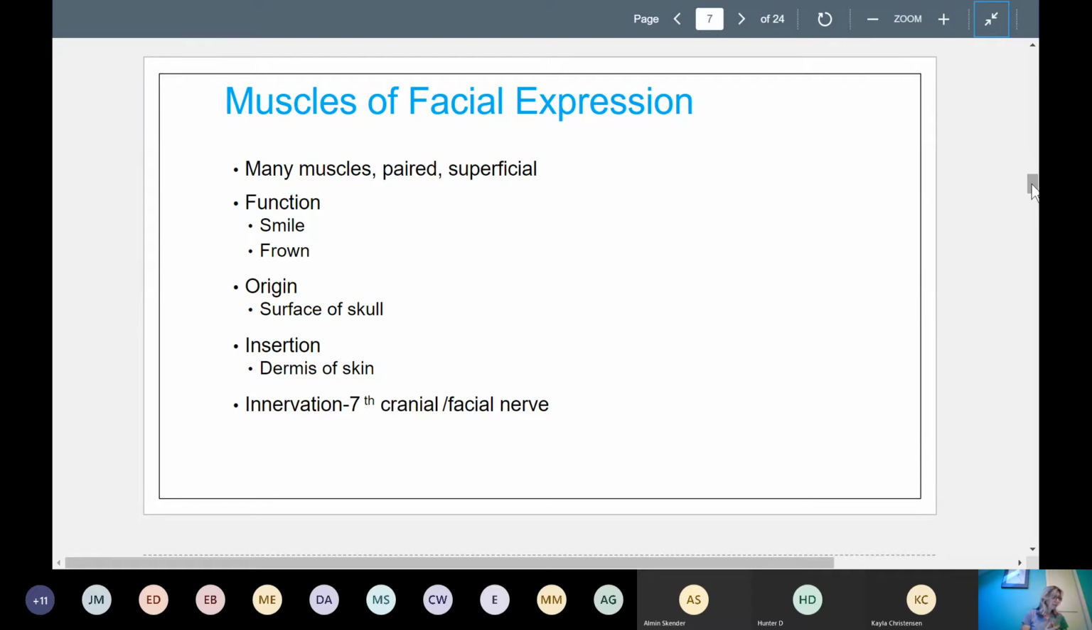So when you're looking at page 95, if it says orbicularis, that means it orbits or goes around something. Your orbicularis oculi goes around your eye. Orbicularis oris circles your mouth.